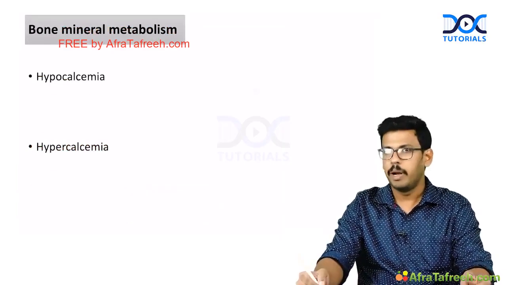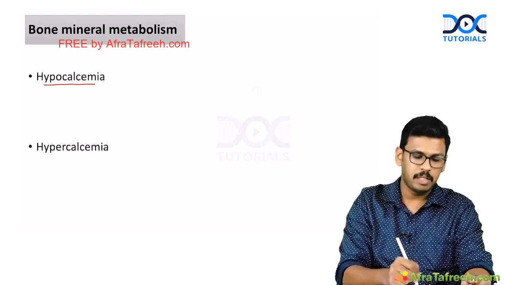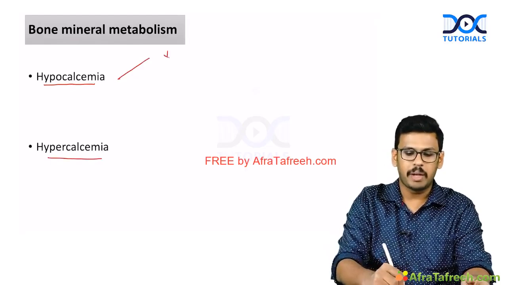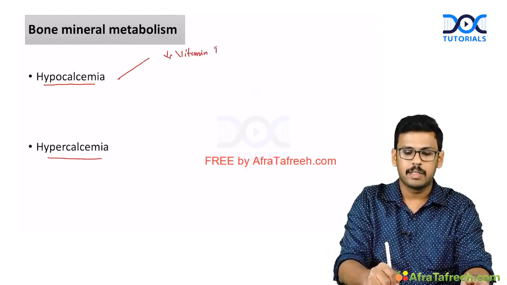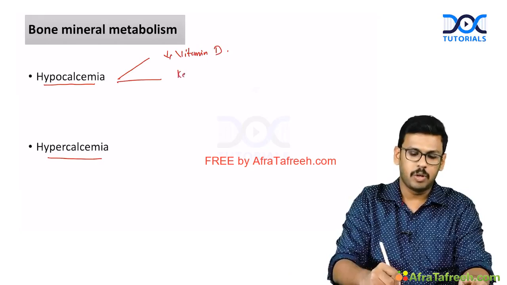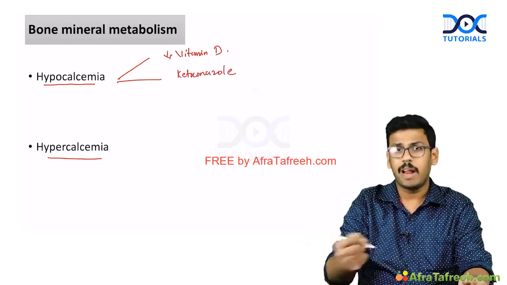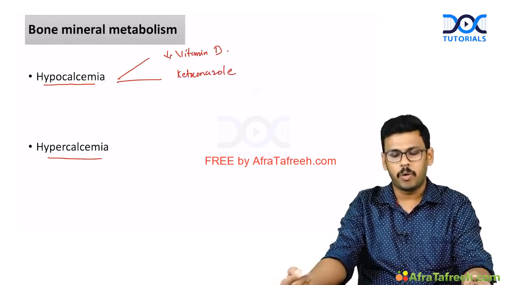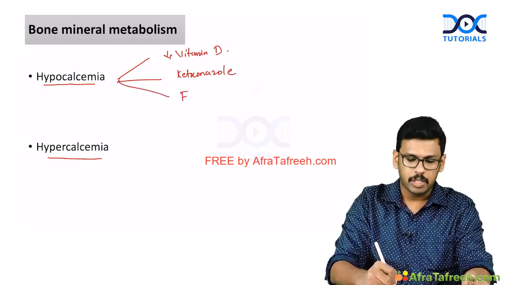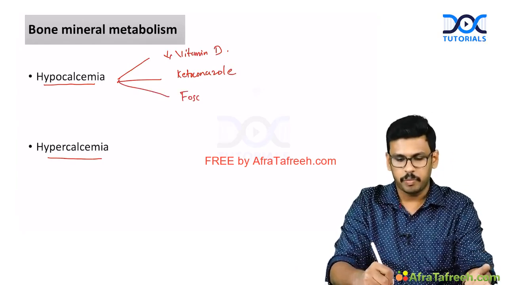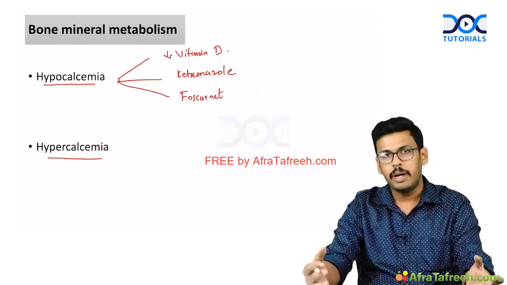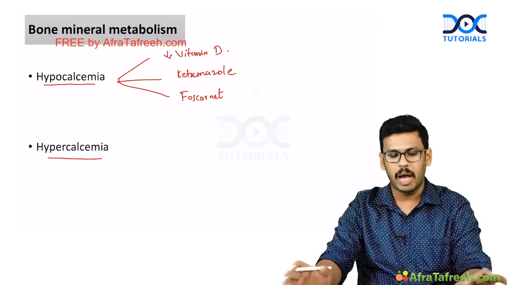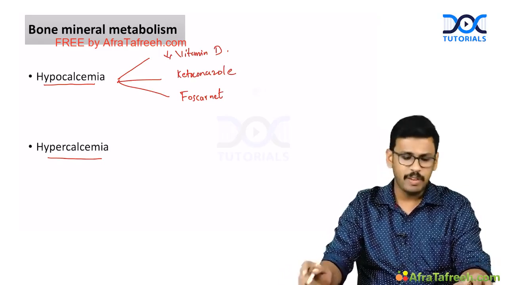Now coming to bone mineral metabolism, it can result in hypocalcemia as well as hypercalcemia. The HIV infection itself can result in low vitamin D levels, and ketoconazole will inhibit the 1-alpha hydroxylase, thereby reducing the activated levels of vitamin D, contributing to hypocalcemia. And foscarnet that we use for CMV infection can complex with calcium and can reduce its reabsorption. So these are some of the conditions due to which hypocalcemia can occur in a patient with HIV.